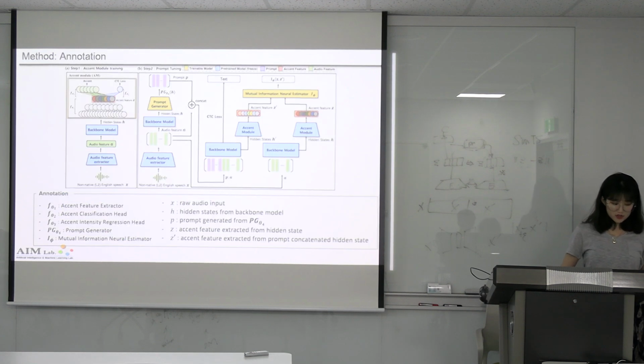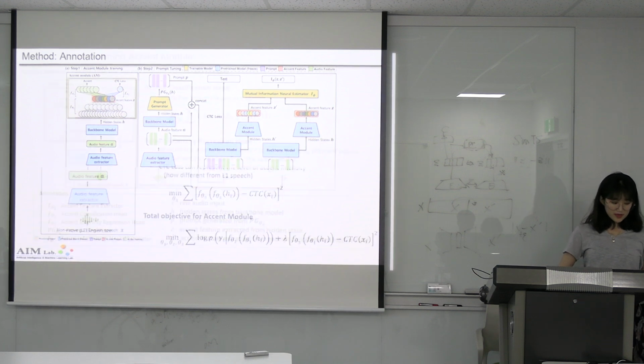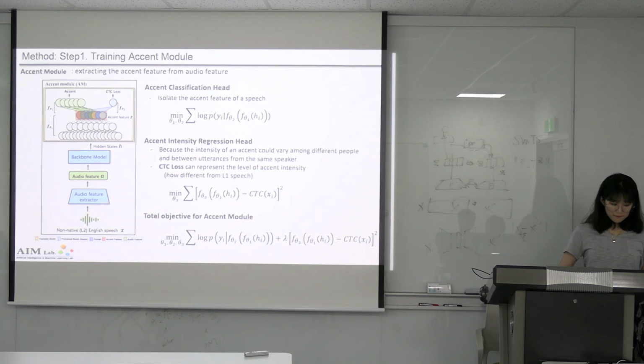These are the annotations used in this method. F refers to the accent module, PG refers to the prompt generator, and these are variables. Here H is the hidden states that are extracted from the middle layer of the backbone model. For this hidden state, we wanted to use the low-level feature of data, in other words, the acoustic feature in audio. So we used lower layer hidden states of the backbone model. And the backbone model is a transformer architecture that is already trained on native speech for the purpose of ASR. So let's go into the detail.